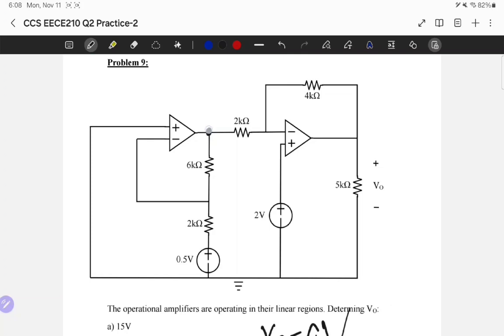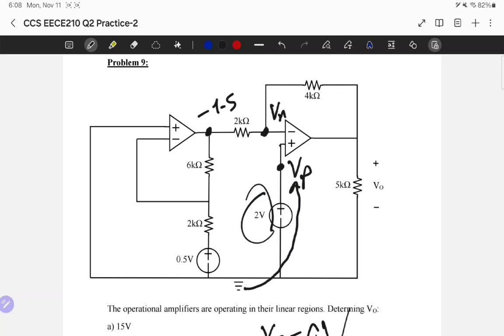Okay, so we have decided that this is minus 1.5, and this is gonna be now the Vn of the other op amp, and this is the Vp of the other op amp. Now, what catches our attention is that this Vp is immediately plus 2 volt, because the only thing connected between the ground and Vp is this source, which is the 2 volt. So it's like I start from 0, go up plus 2, and then reach Vp, so Vp is equal to plus 2.